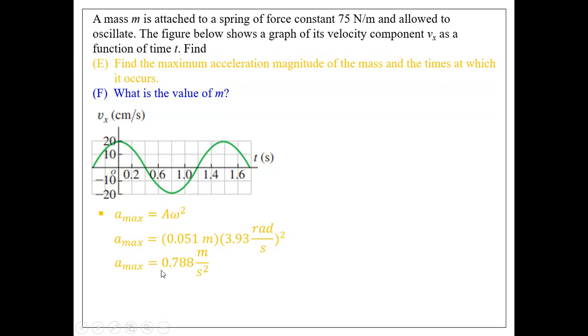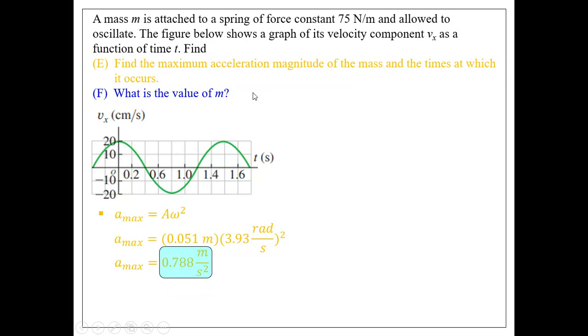If you do this correctly, the magnitude of the maximum acceleration is 0.788. And then again, it can be positive or negative based on whether the spring is being compressed or stretched. So the value I give you here is just simply the magnitude. All right, so that's that.